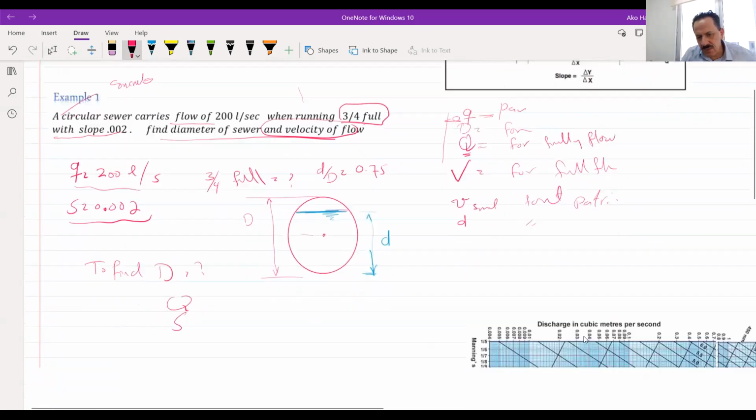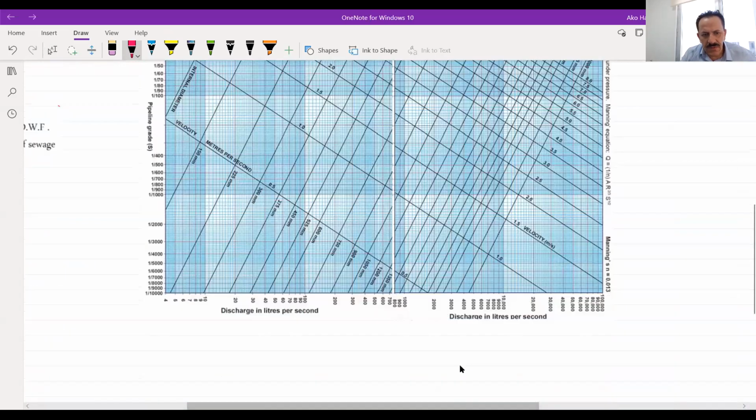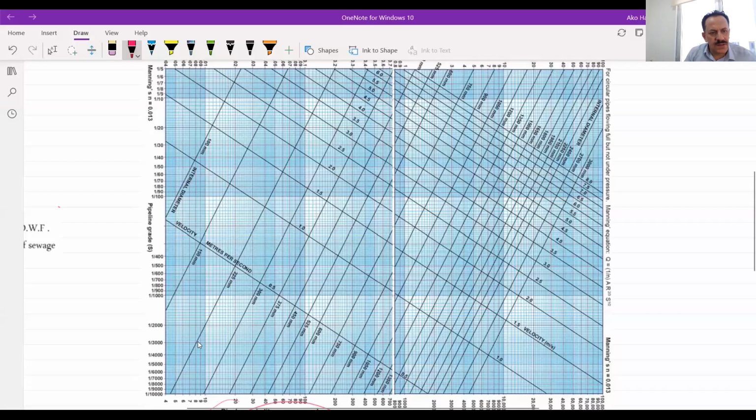And because I will go with this nomograph, here's the nomograph, you will have the discharge, which is the capital Q, and you can have the slope. So using those two things, you can get any point here, and from that point you can get the diameter and the velocity. Here are the velocities, and here are the diameters.